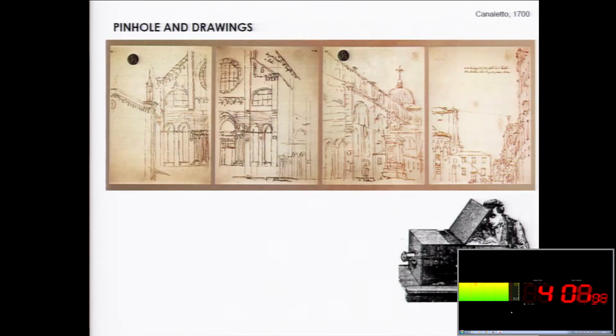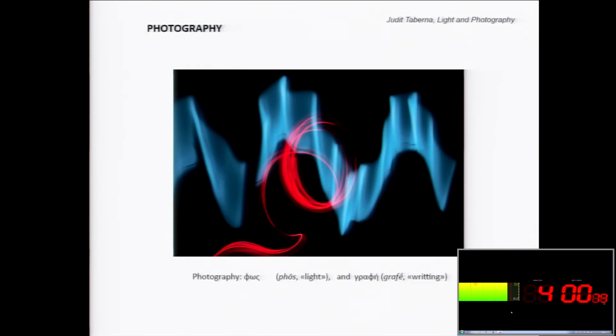Canaletto started to use the pinhole camera, the first type of camera, as a support for his drawings. It's this light that goes through the box that writes the pictures, the definition itself of photography.